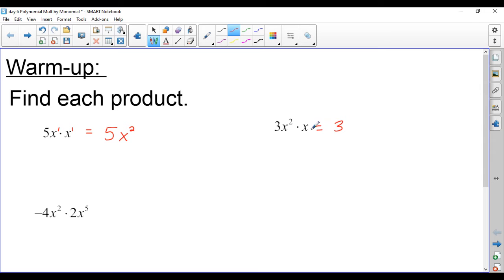Over here, I have 3, and I have x squared times x. So that's x squared times another x becomes x to the third. 2 plus 1 is 3. Here we have multiple numbers. I have -4 and 2, and we can move these factors all around because of commutative properties. So I'm going to multiply the -4 times the 2 first, and then I'm going to multiply x squared times x to the fifth. And again, the rule is when you have a product of powers, you add the exponents. So this becomes -8x to the seventh. We're going to use this in our multiplication today.